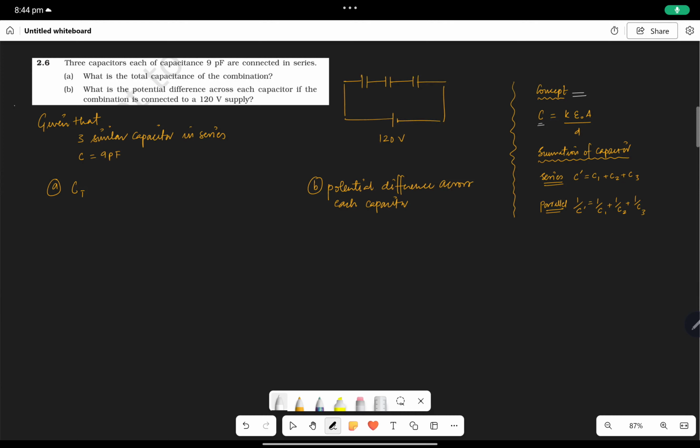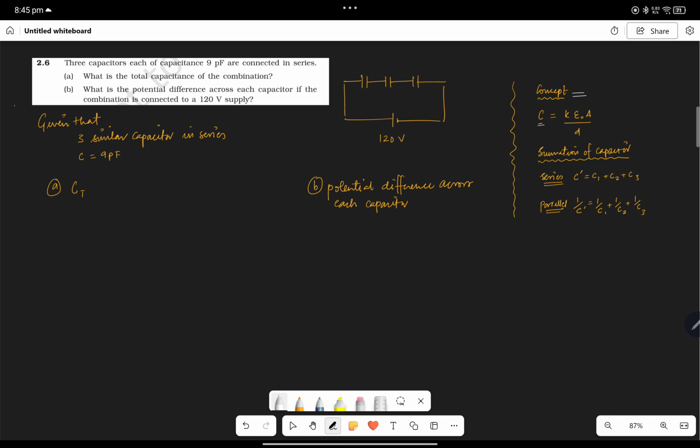Now question number 2.6 of class 12th, chapter name is electric potential and capacitance. First of all, let's see the question. Three capacitors, each of 9 picofarad, are connected in series. What is the total capacitance? Then, what is the potential difference across each capacitor if the combination is connected to a 120 volt supply?